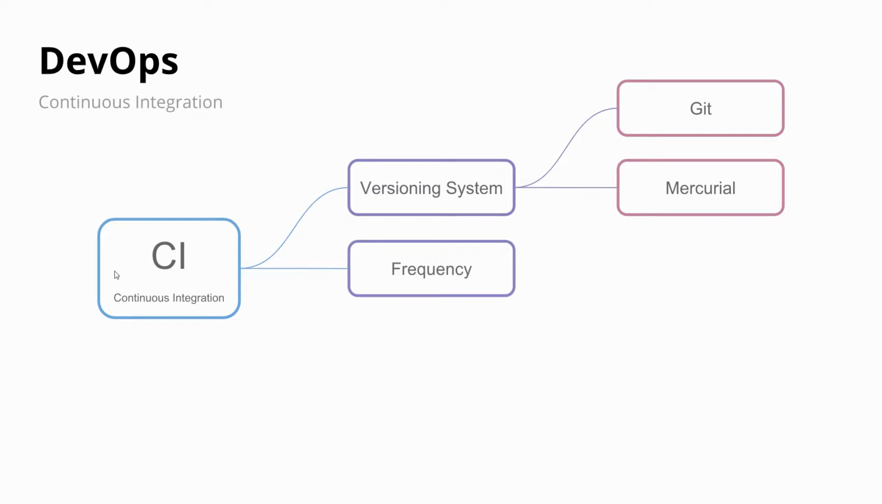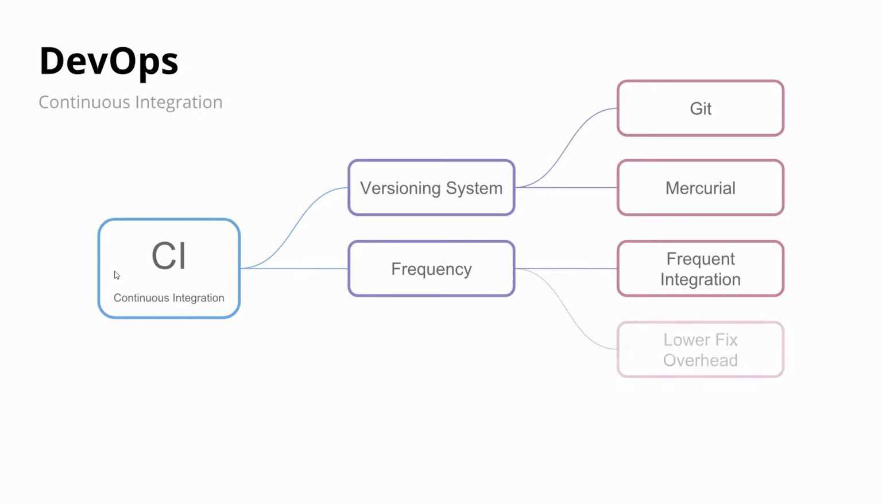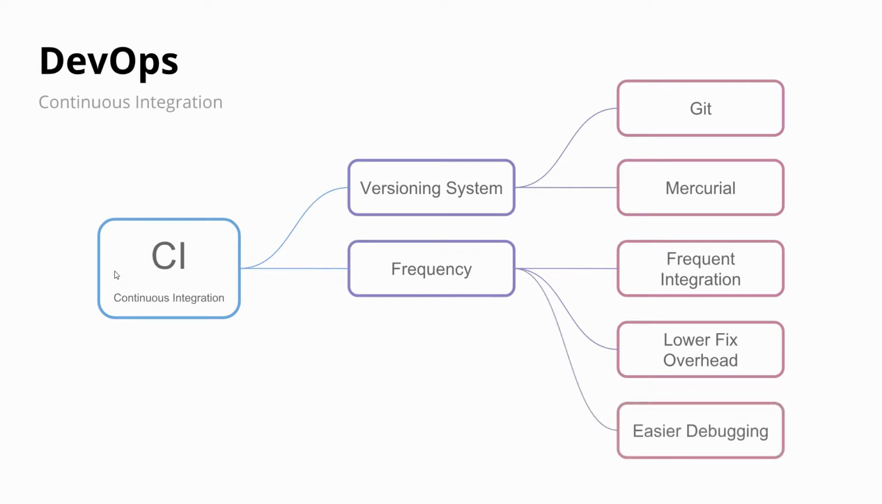Another very important aspect of continuous integration is the frequency. The frequency basically means how many integrations we are doing into our repository in a day. A high frequency of integration is very much recommended because it lowers the fix overhead if there is an imperfection, and makes everything easier to debug if there are any bugs.